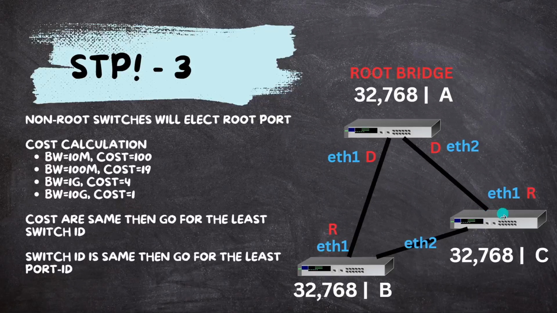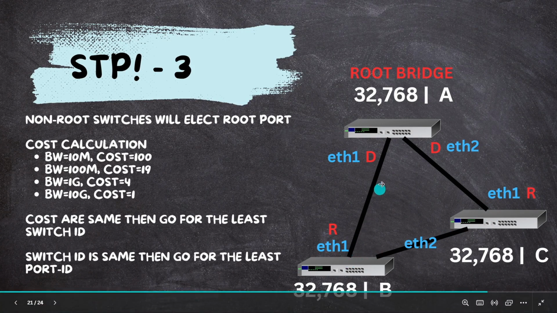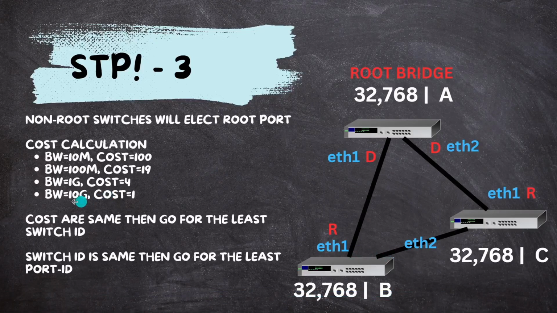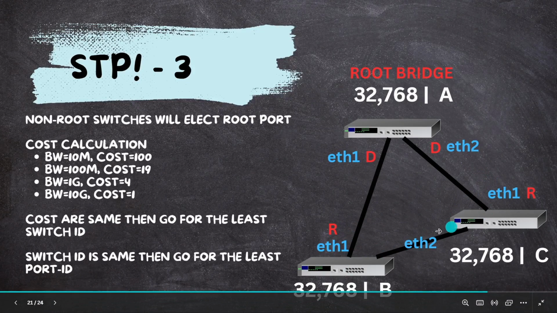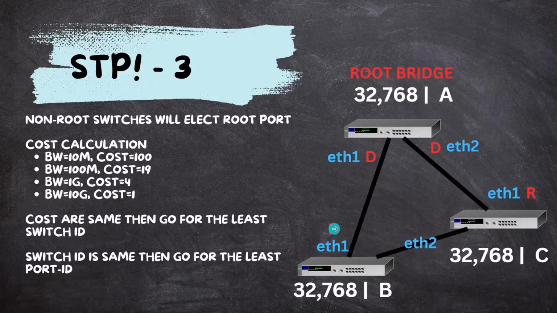And the same will happen for this switch. If it goes via this path to the root bridge, then the cost will be 1 and 1, 2, because we have assumed that all the ports are 10 gig bandwidth. And if it goes via this path, then the cost will be 1. So this port, Ethernet 1 of this switch, will be elected as root port. So that's how non-root bridges will be selecting their root ports.